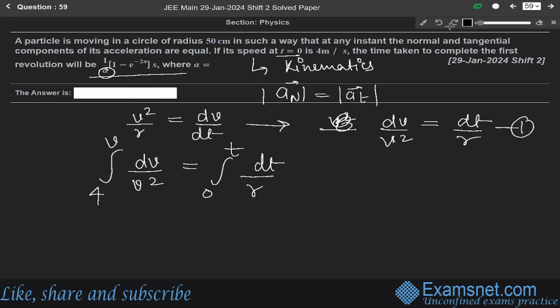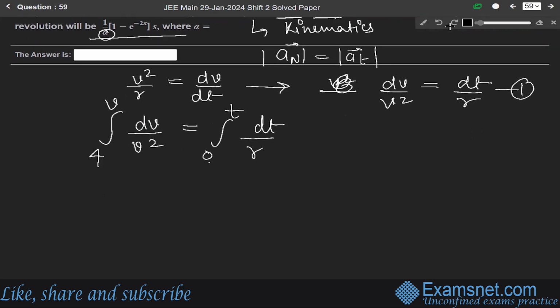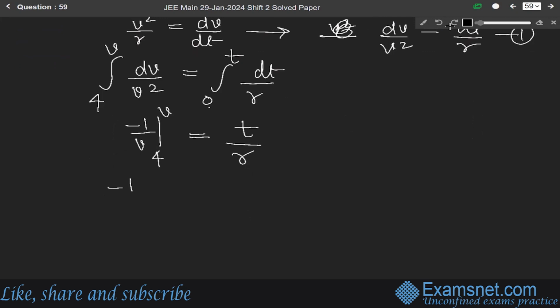Since at t equals 0, the velocity is 4, at t equals 0, the velocity is 4. So integrating from 0 to t and 4 to V, now it will be minus 1 over V, limit is from 4 to V, and it will be equal to T over R. Now this will become minus 1 over V plus 1 over 4 equals 2t. So V will be equal to 4 over 1 minus 8t.